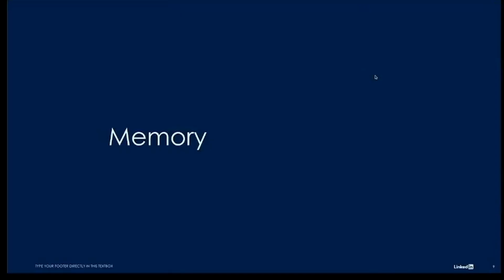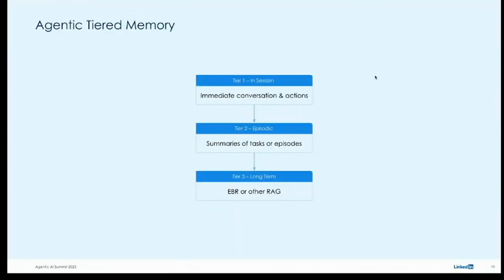The first one is memory. Again, this is a typical memory stack that you might end up with if you're designing an agent, within a multi-agent system or not, today. You have roughly 3 tiers of memory. The first is your in-session memory. This is your active conversation: messages that the user sent, what you sent back, tool calls you made, results from those tool calls.